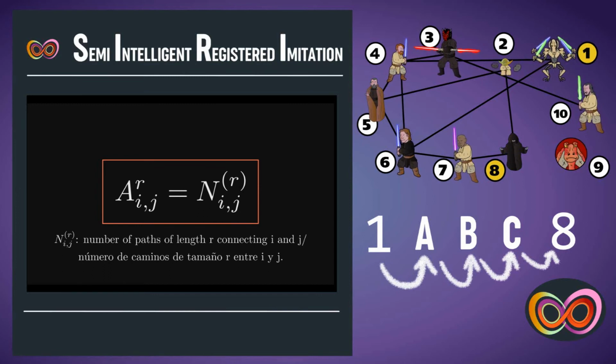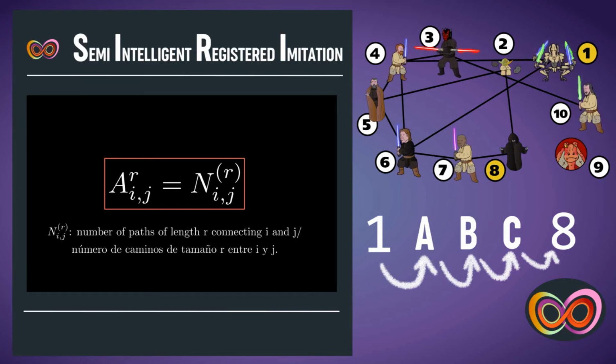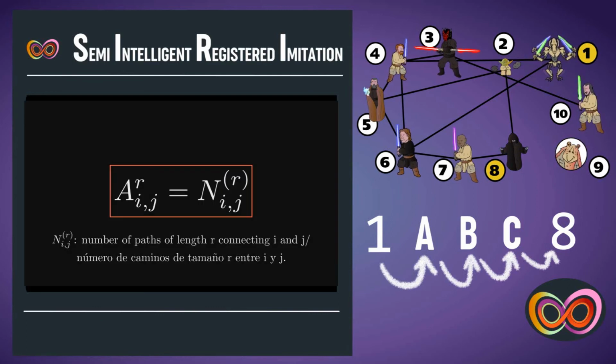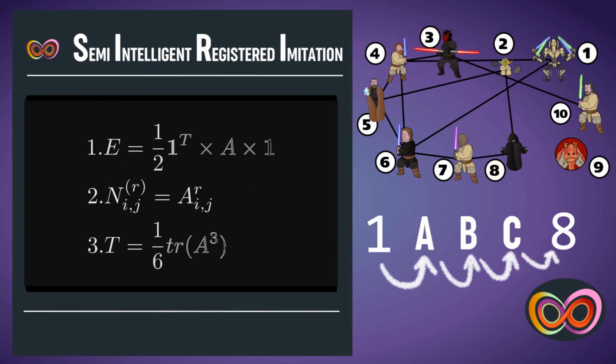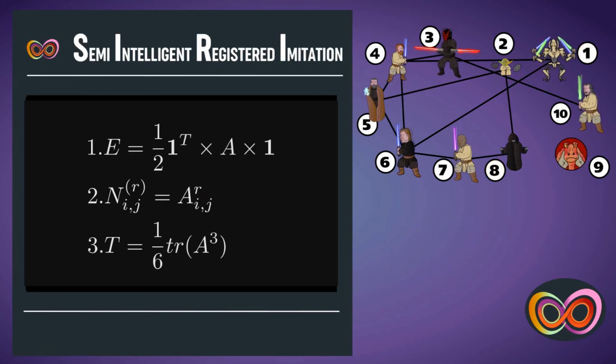In general, it is easy to prove that the element I, J of the adjacency matrix to the power of R represents the number of paths joining I to J that have a total length of R. This is what we stated in the second formula. Finally, the third formula can be deduced from the second very easily.